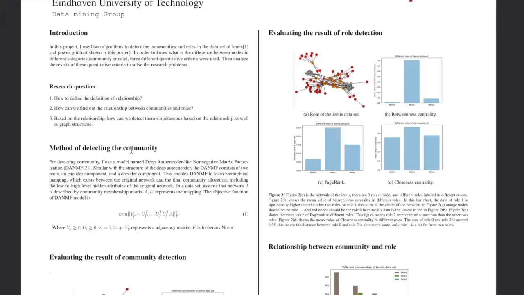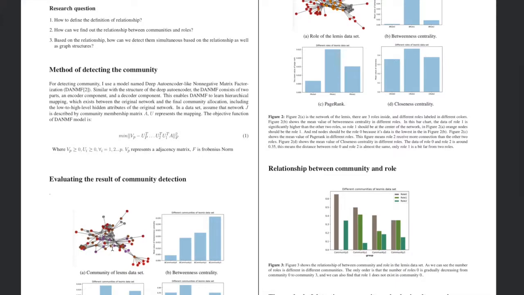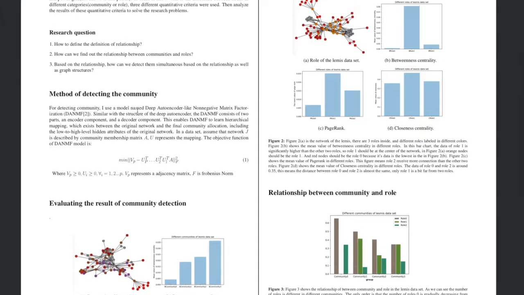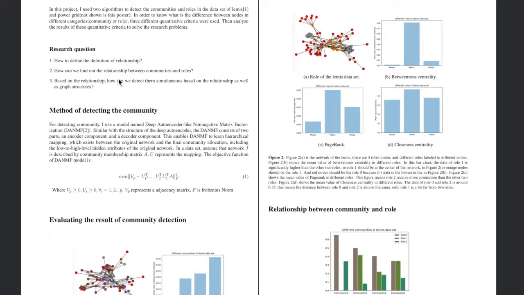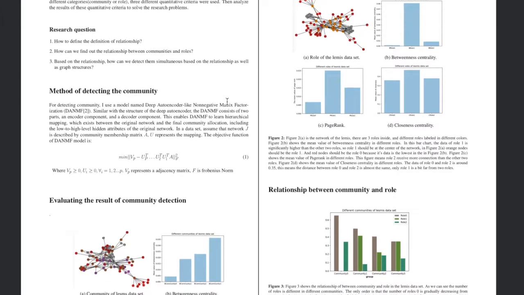Next step is that, based on what we have, I made research questions. The first research question is how to define the relationship, because we have a relationship between role and community. So how can we define this relationship? Second, how can we find out the relationship between community and roles? Third, based on the relationship, how can we detect them simultaneously?